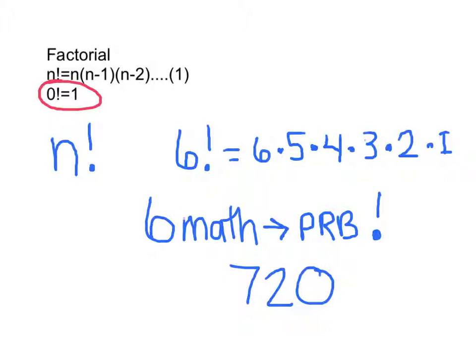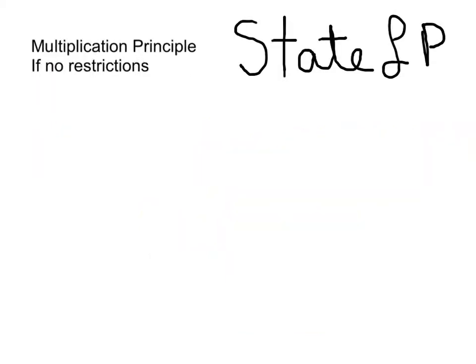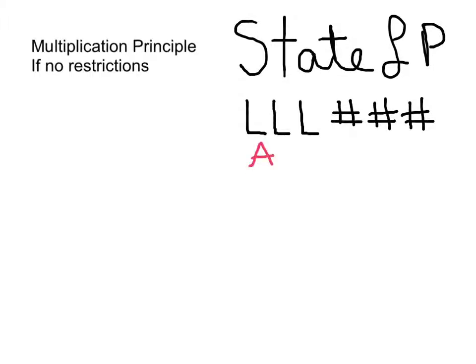So an example of the multiplication principle will be state license plates, not Idaho, of course, because we all have our 7Bs and 9Bs, but for a lot of states, they might have a license plate look like this, where the license plate consists of 3 letters followed by 3 numbers.